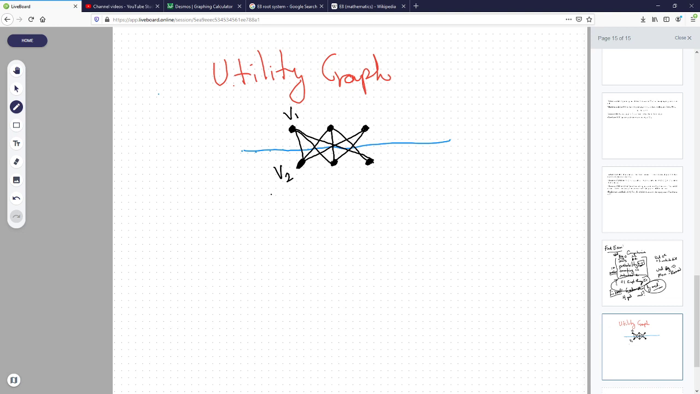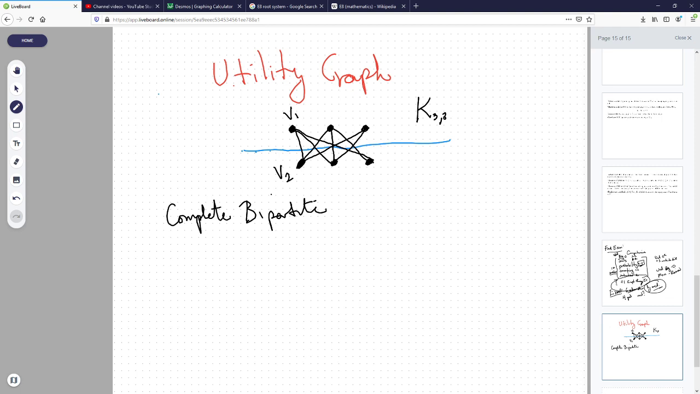There's another name for this graph, as awful as you might think. It's called K33, which actually means that it's a complete bipartite graph.